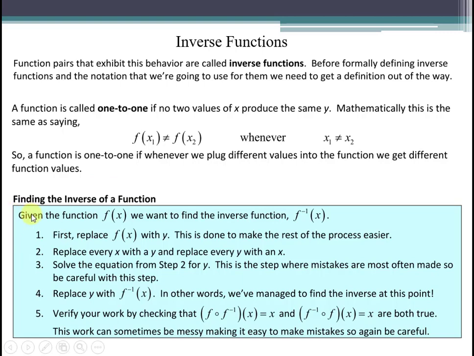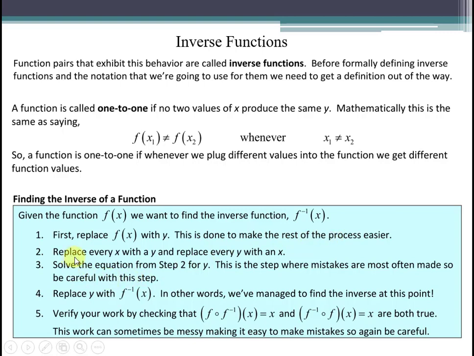So now, finding the inverse of a function. Given the function f of x, we want to find the inverse function f minus 1 of x. This is the notion of inverse function. It's not a power. This is f minus 1. It is the notion of the inverse function. First, replace f of x with y. This is done to make the rest of the process easier.